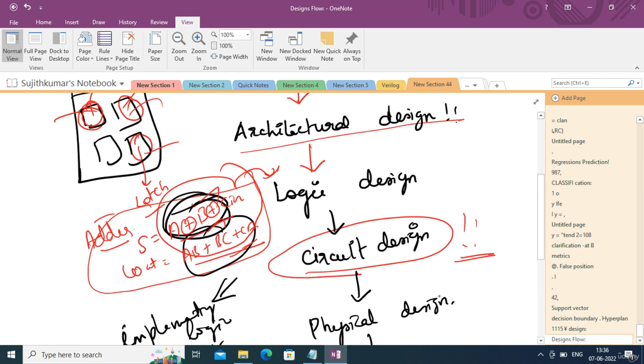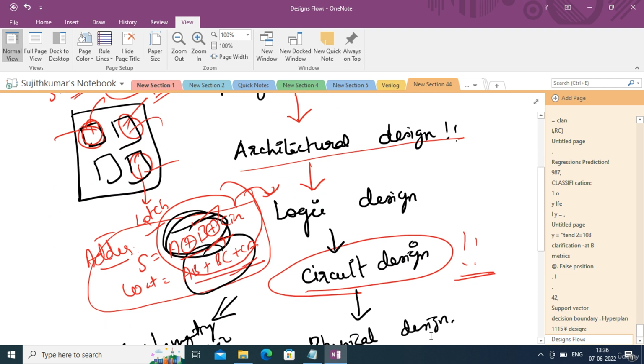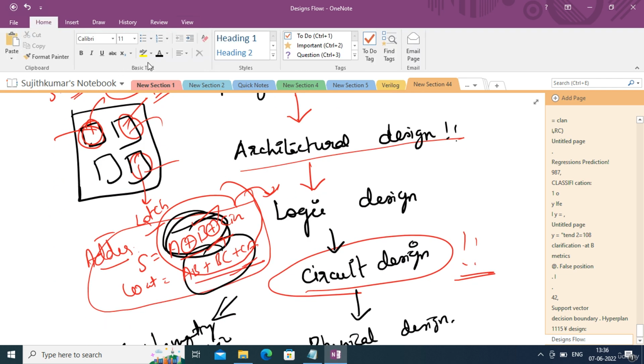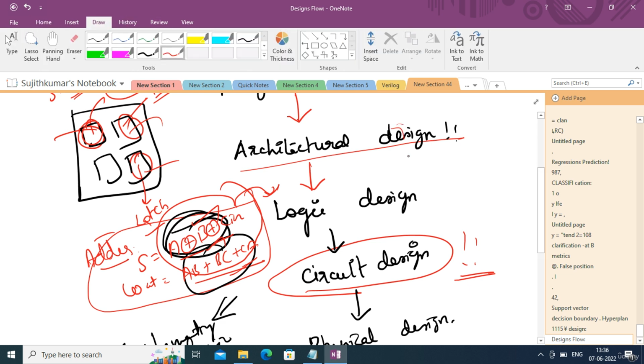Among all these steps, we are going to focus on architectural design, logic design, and circuit design. These are the three important steps that we will be focusing on in this course, right? Understand that architectural design means you are at a very high level of abstraction where you only know the modules. Logic design means you know the logic, that is the equation of all those sub modules. Circuit design is where you implement that equation using transistor circuits, right? So these are the very crucial steps in designing a VLSI chip.